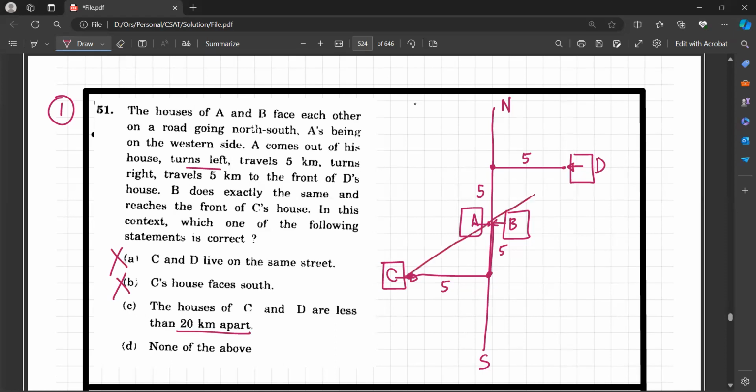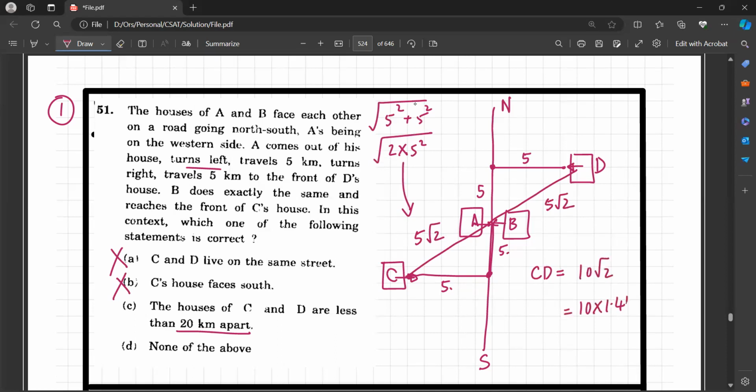Let us check. If we join C and D, this is 5, this is 5, then obviously this will be 5 root 2 by Pythagoras theorem. 5 square plus 5 square under root gives you 2 times 5 square, which gives you 5 root 2. Similarly, this becomes 5 root 2. So the distance between C and D is 10 root 2, which is 10 into 1.414, equal to 14.14 kilometers, which is less than 20 kilometer apart. Yes, so C will be the correct choice. Got it?